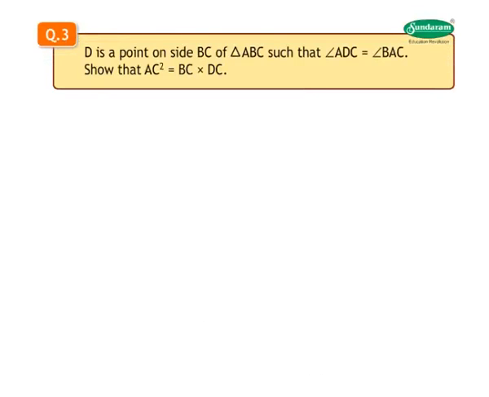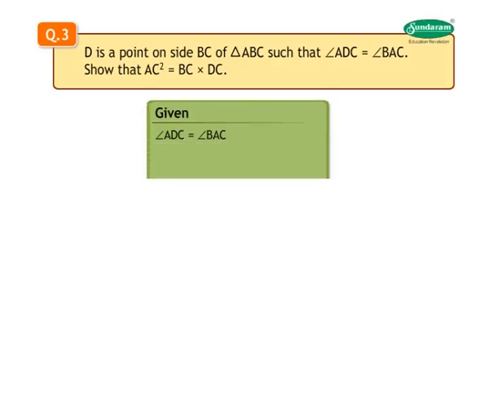Question 3. D is a point on side BC of triangle ABC such that angle ADC is equal to angle BAC. Show that AC square is equal to BC into DC. It is given that angle ADC is equal to angle BAC. We have to prove that AC square is equal to BC into DC.